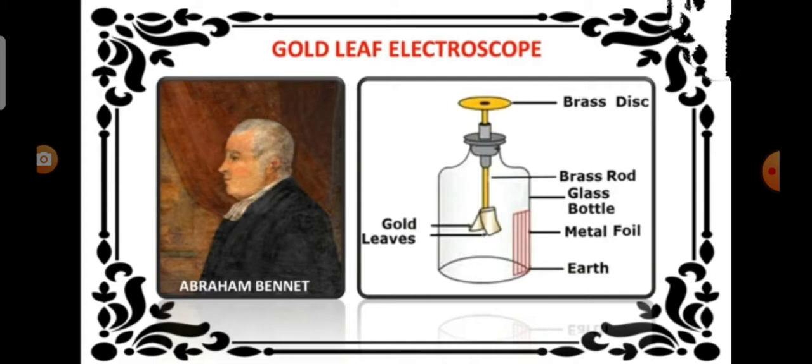Charging. Transfer of charge from one object to another is called charging. In the case of gold leaves, charge is transferred through the brass rod. The gold leaves resume their normal position after some time. This happens because they lost their charge. This process is called electrical discharge.